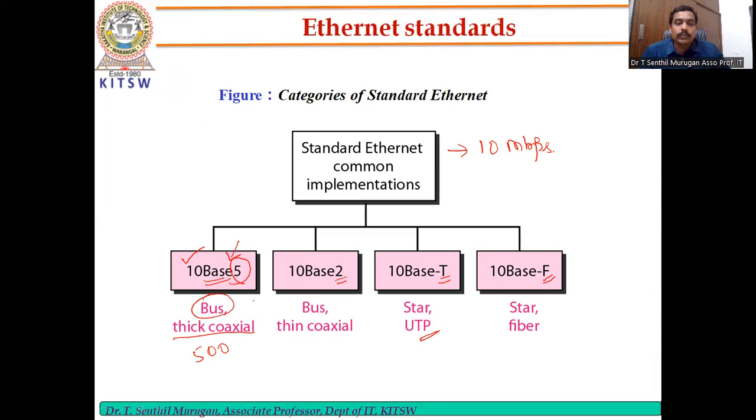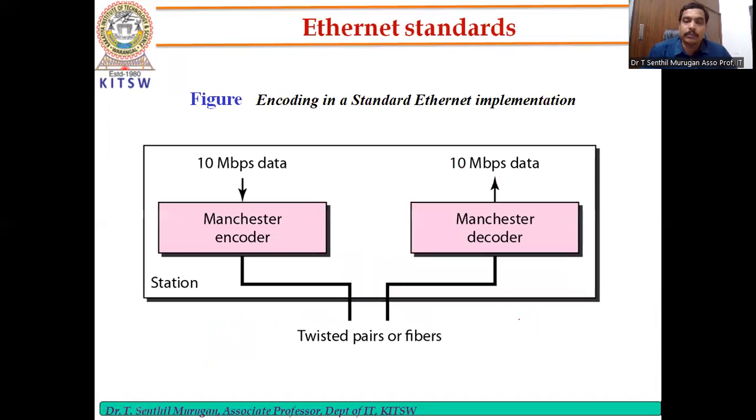The topology used for these, twisted pair cables or fiber cables, is star topology. So we just remember these things. In standard Ethernet, we are using Manchester coding. We already know Manchester coding is an encoding technique. 0 means positive to negative, 1 means negative to positive. So this code is used for standard Ethernet.